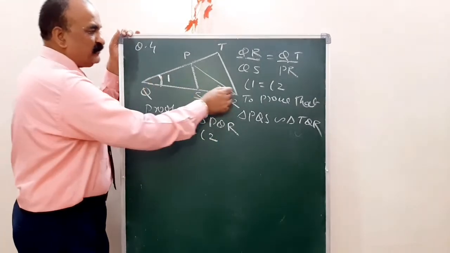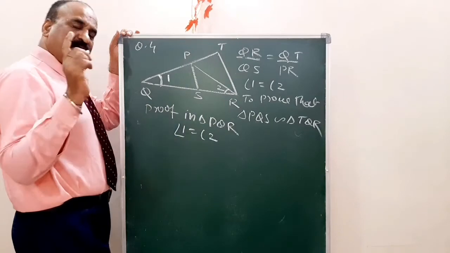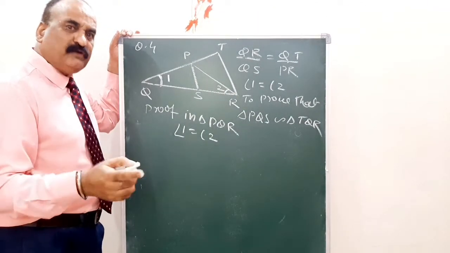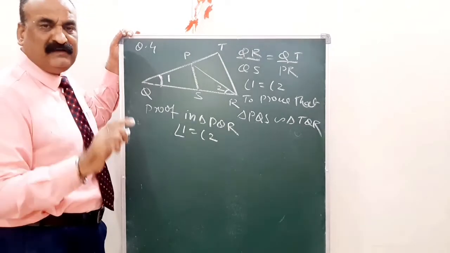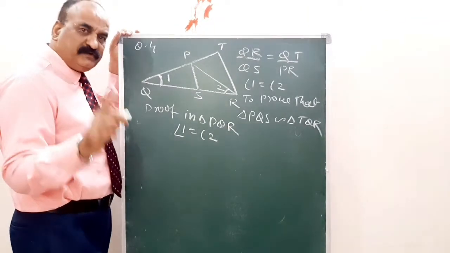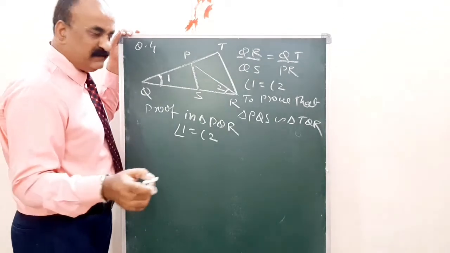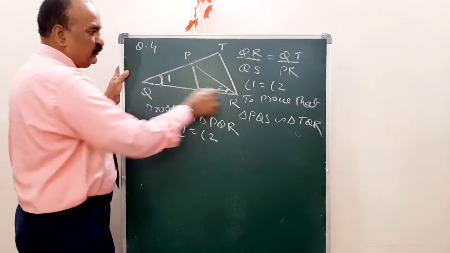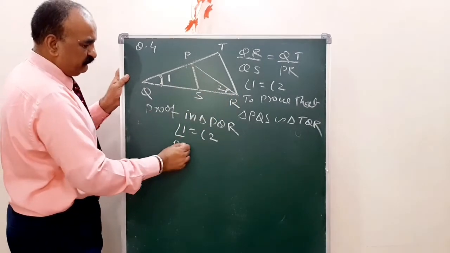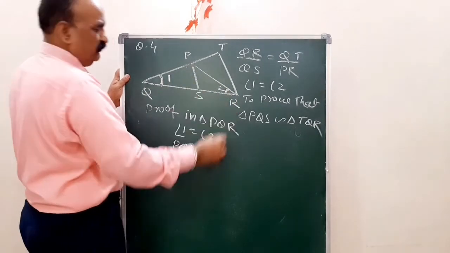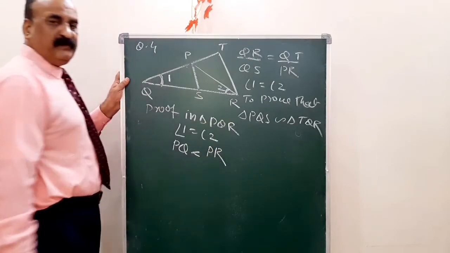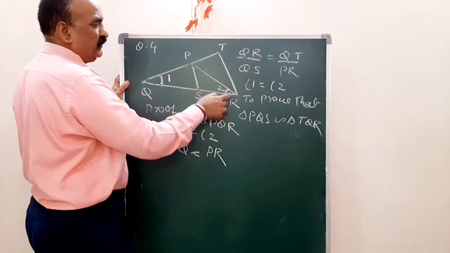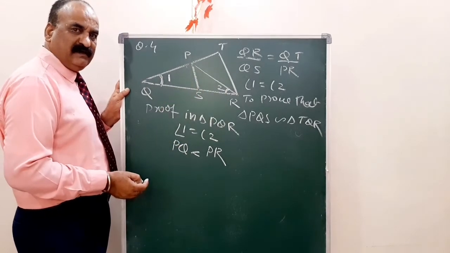Angle 1 and angle 2 are equal, given. If angle 1 is equal to angle 2, you know this property: sides opposite to equal angles of a triangle are equal. It means in triangle PQR, PQ is equal to PR. Why? Because sides opposite to equal angles of a triangle are equal.